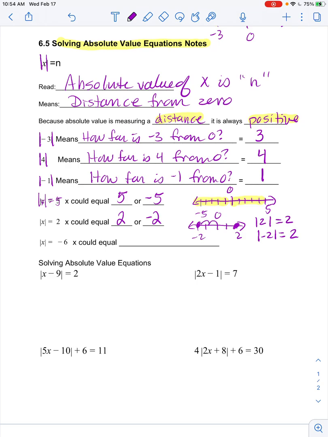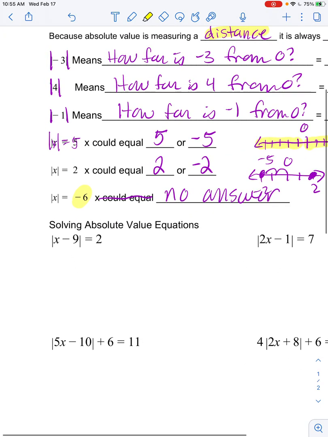The last example like that is saying, hey, the absolute value of what number equals -6? Well, x could not equal anything. This one has no answer because it's telling you that the absolute value equals a negative, and that can't happen. You can't have a negative absolute value answer because you're saying it's -6 units, and that is not a way you can measure something.